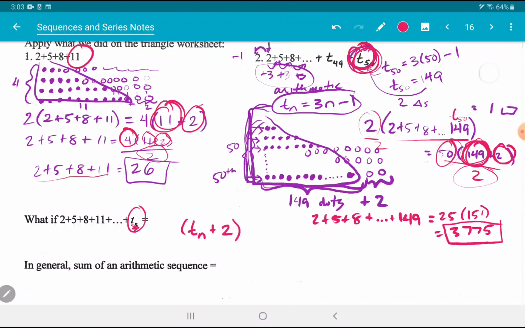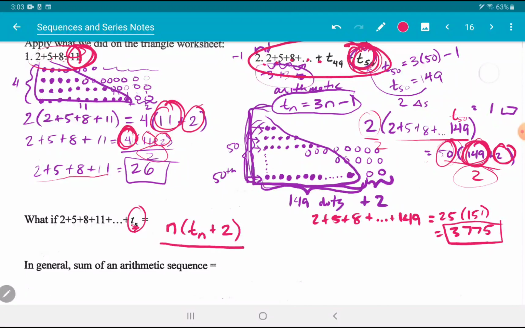And then what was that number here, 50? What was this number here, 4? Well, isn't that just the number of terms we have? 1, 2, 3, 4. Right, 4 terms. 1, 2, 3, 4, all the way to 50 terms. So we're saying that this is the number of terms. Let's call it n. Okay.